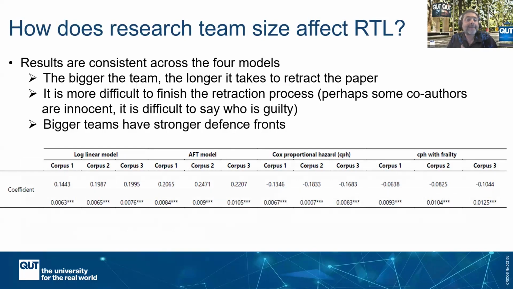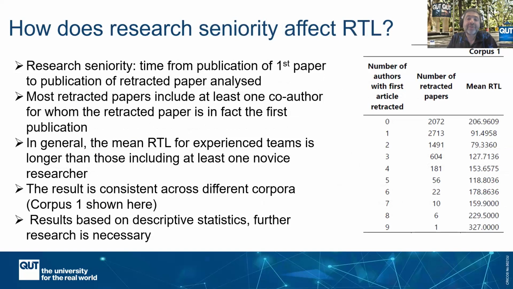I also found that the bigger the team, the longer it takes to retract the paper. Possibly it's because it's difficult to assign or decide who is innocent and who is guilty in a big team. Another possibility is that the bigger the team, the stronger the defense front the research team can use to defend themselves.